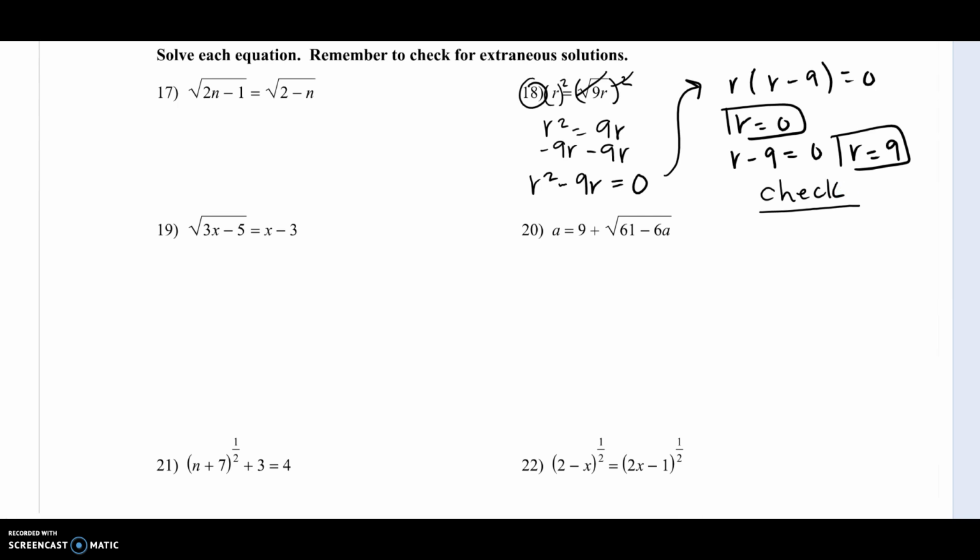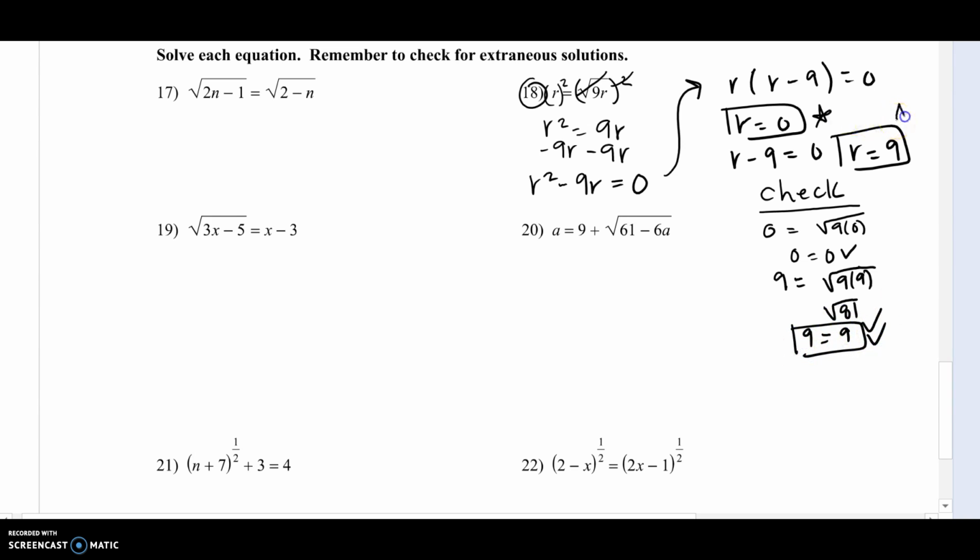And so when we check, we're plugging both in. So we have 0 equals the square root of 9 times 0. So 0 equals 0. That works. That's for sure an answer. We include that. When we plug 9 in, we have 9 equals the square root of 9 times 9, which gives us the square root of 81, which gives us 9. So 9 equals 9, and that also works. Okay, so both are included.